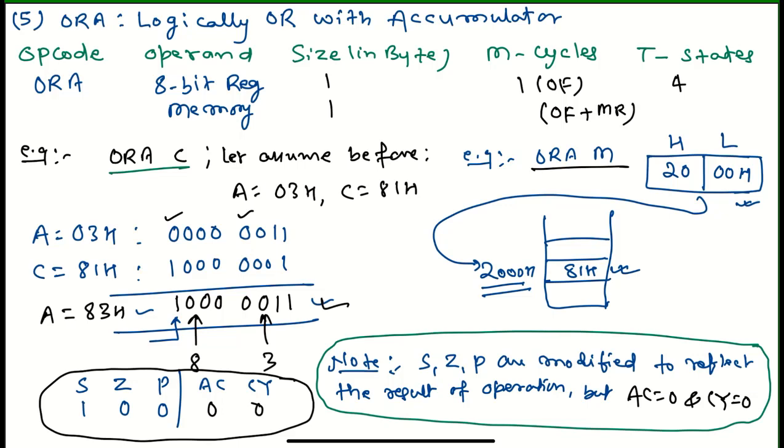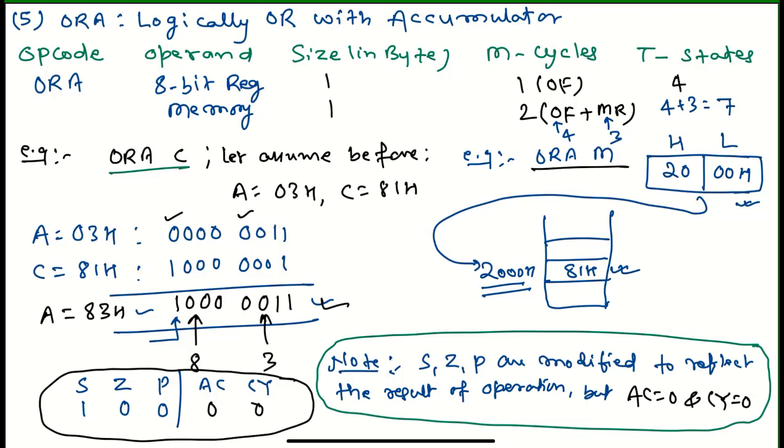So the total number of machine cycles to execute this instruction will be 2 machine cycles, and as we know, by default the opcode fetch takes 4 T states and the memory read takes 3 T states. So the total number of T states will be 4 plus 3 equals 7 T states.